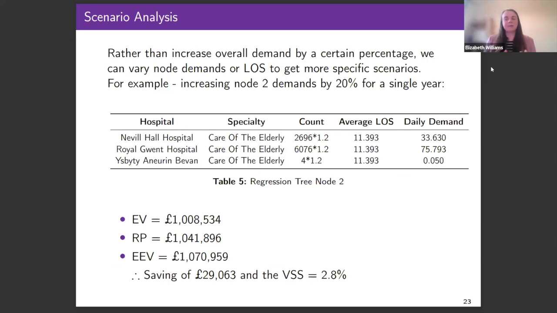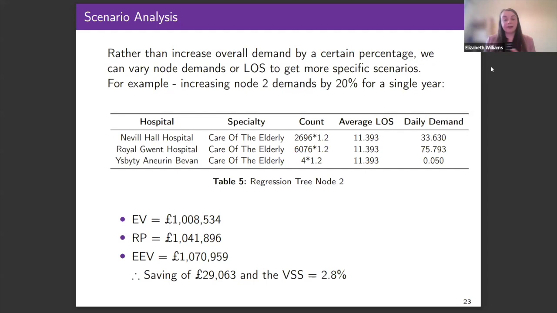So the great thing about this is we could go to the health board and say, well, what would you like us to look at? And we could run scenario analysis on specific leaf nodes. So we could say, well, what if this leaf node was to decrease by this amount? What if this other node was to increase by a certain amount? And we can play around and tailor this to what the NHS would like.